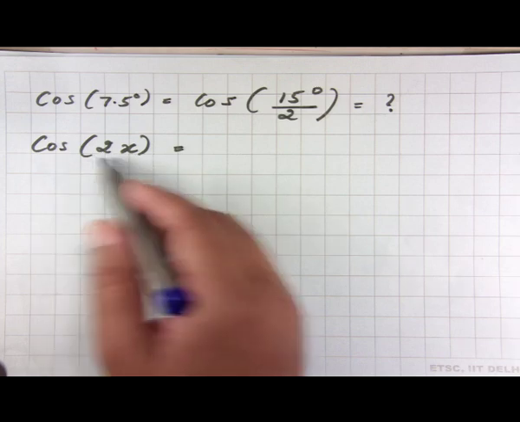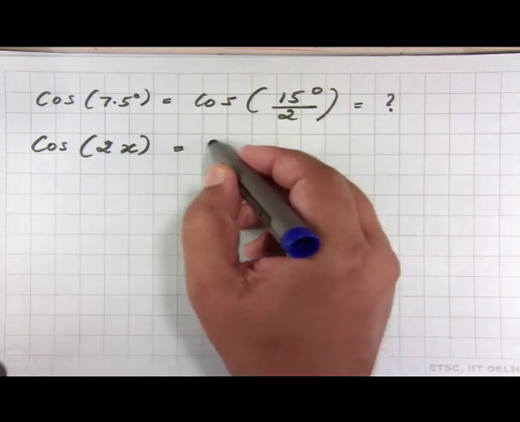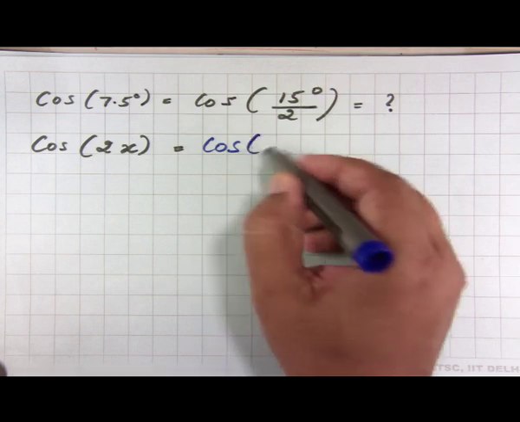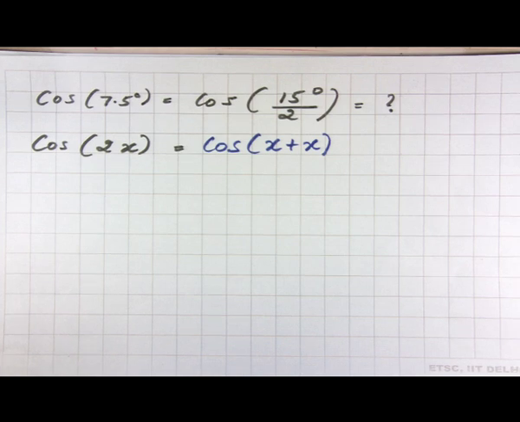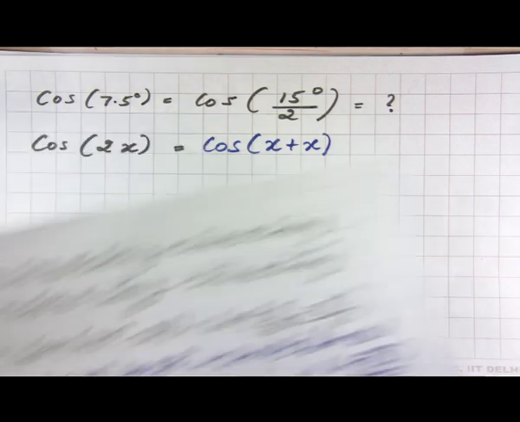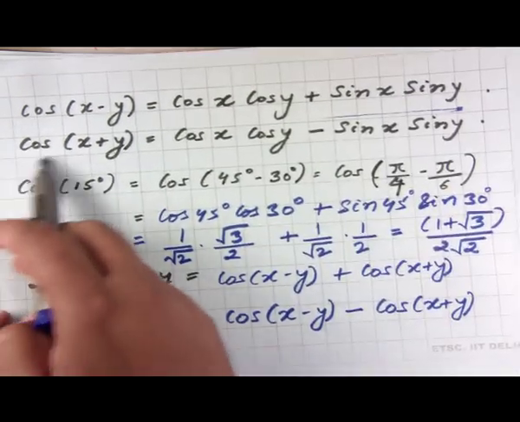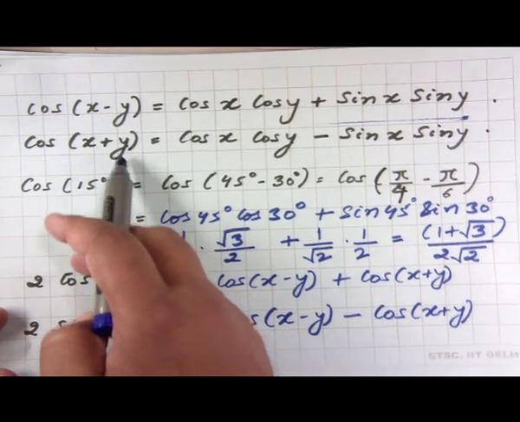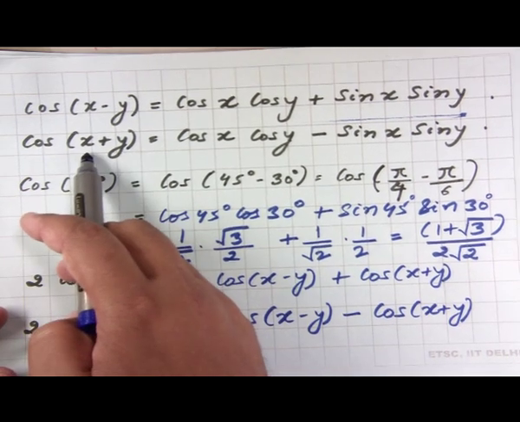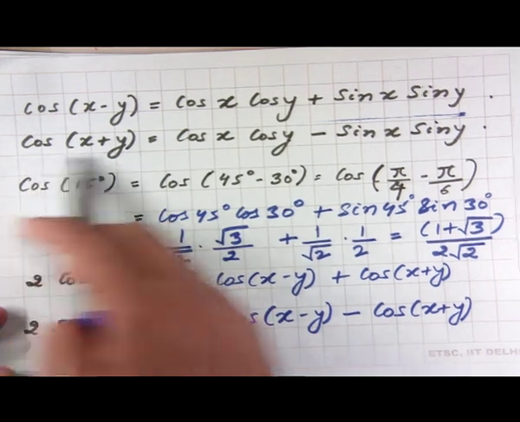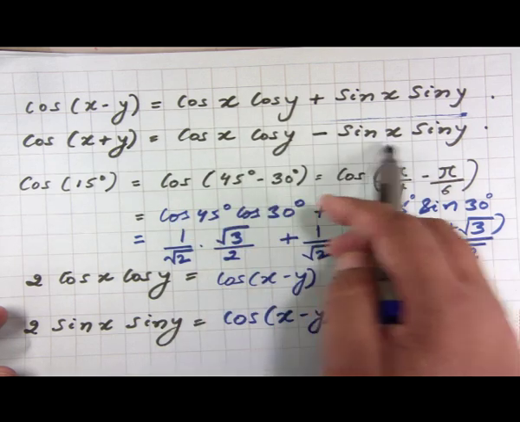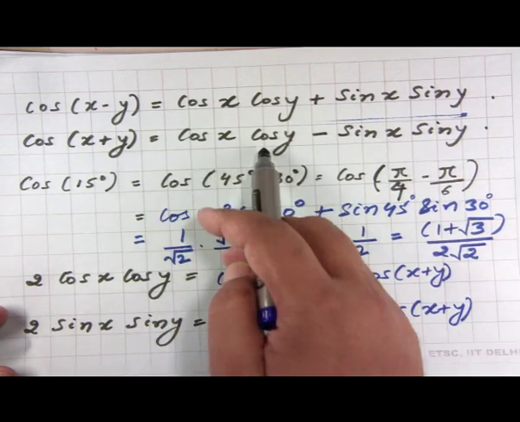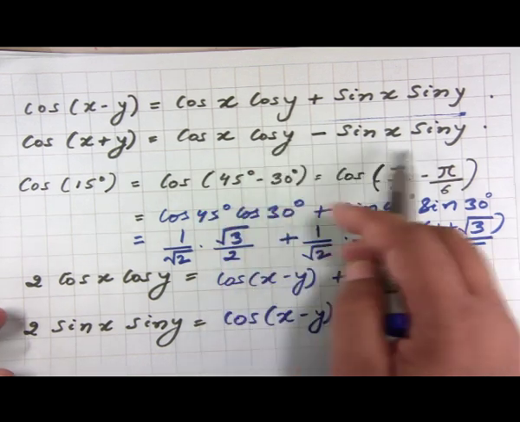Now, cos of 2x can be written as cos of x plus x, and then we use the formula on the previous slide for cos of x plus y, but with y equal to x. So, when you put y equal to x in this equation, you get cos x into cos x minus sin x into sin x. So, that becomes cos square x minus sin square x.